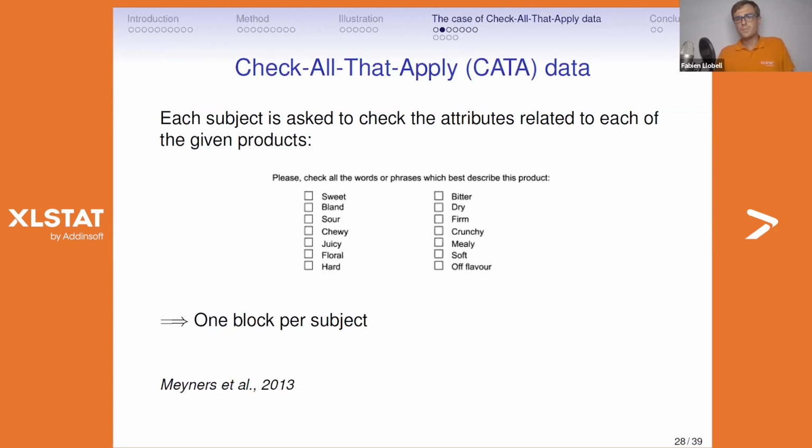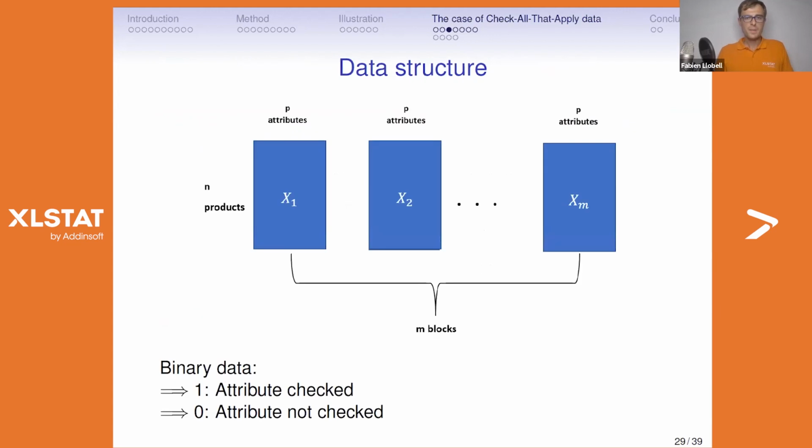So we have one block per subject, since we have the same products on the block, since all the subjects answer for the same products and the same attributes. And finally, this data is binary, since we have a 1 if the attribute has been checked by the participant and a 0 if not.